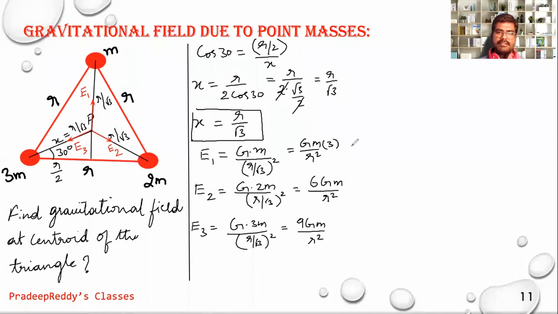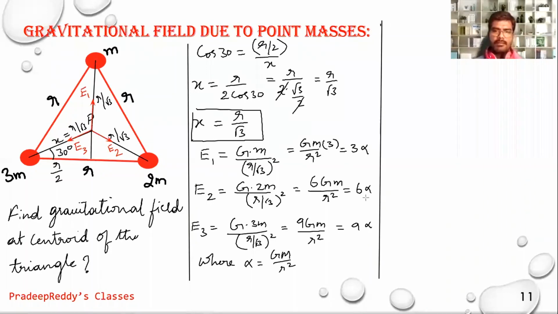Now I can take this as 3 alpha, 6 alpha, 9 alpha, where alpha is equal to capital G m divided by r square. So instead of writing always capital G m divided by r square, I want to make it simple. Therefore I am writing it as 3 alpha, 6 alpha, 9 alpha.